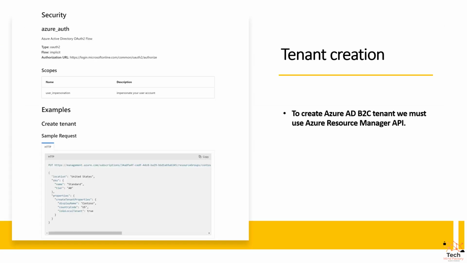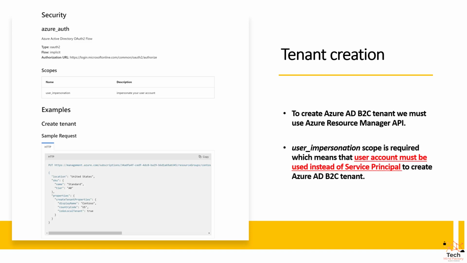So, to create Azure AD B2C tenant, we must use Azure Resource Manager API. So when you will go to the documentation and you will try to find anything about Azure AD B2C tenant creation using some APIs, you will find information that you have to use Azure Resource Manager API to do it. And now, important thing is that user impersonation scope is required, which means that user account must be used instead of service principal to create Azure AD B2C tenant.